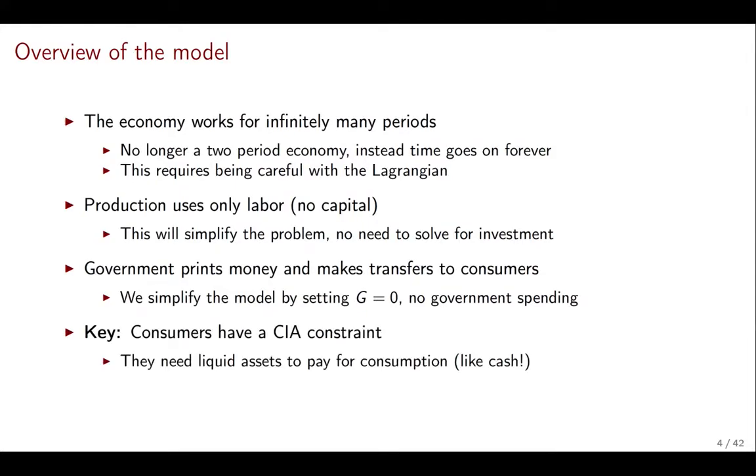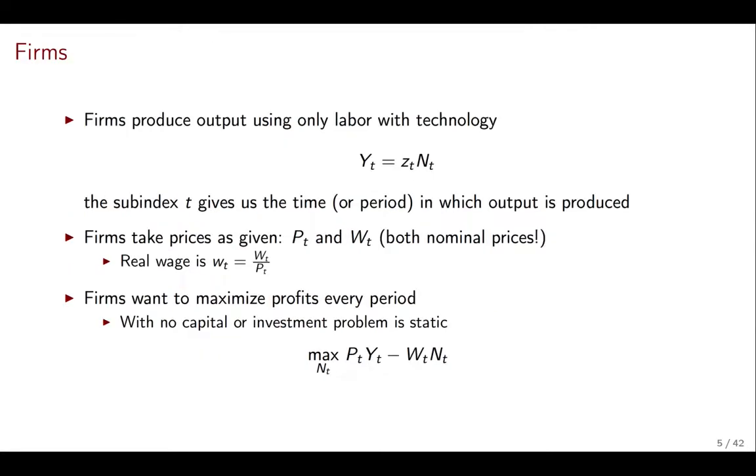Now, the key, as I was saying, is that consumers in this economy have a cash in advance constraint. That's the CIA, or cash in advance. And this basically means that they need liquid assets like cash to pay for consumption. So that's going to be the key new feature of this model relative to others, even more important than the fact that now we have infinitely many periods. You're going to see we're going to be able to control for that.